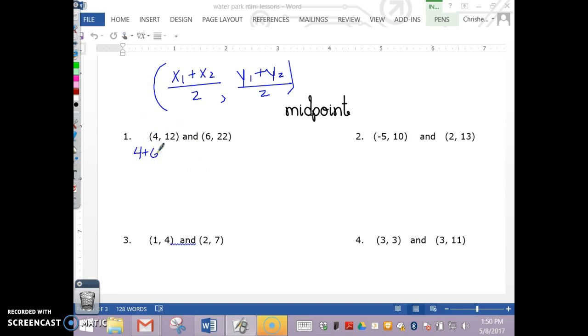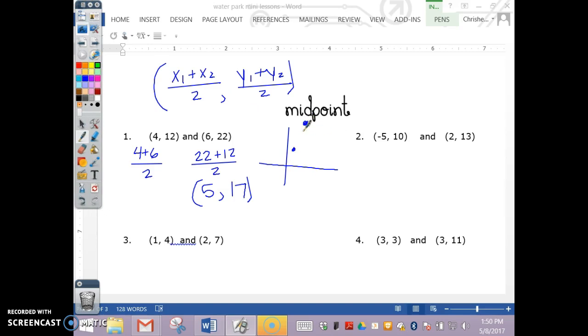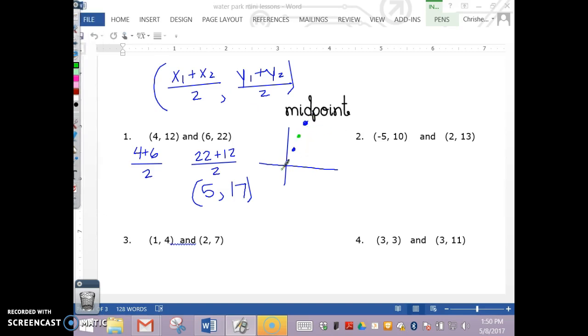So 4 plus 6 is 10, divided by 2 is 5. 22 plus 12 is what? 34 divided by 2 is 17. So if I think about these points, I'm not going to be able to graph them out perfectly here, but 4, 12 would be somewhere like that. 6, 22 would be somewhere like that. The midpoint is just the point halfway in between, 5, 17. That would just cut this line directly in half.